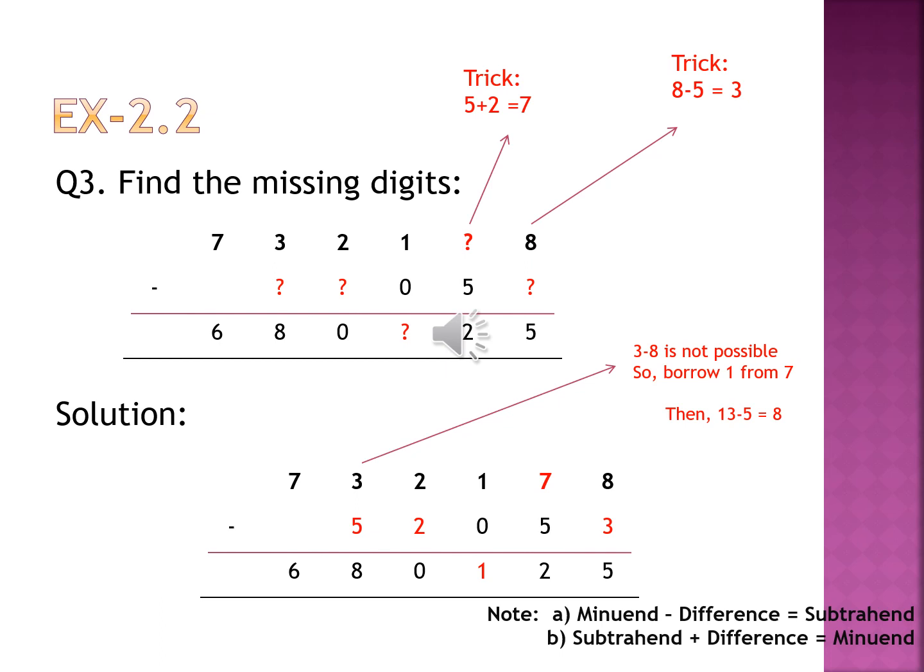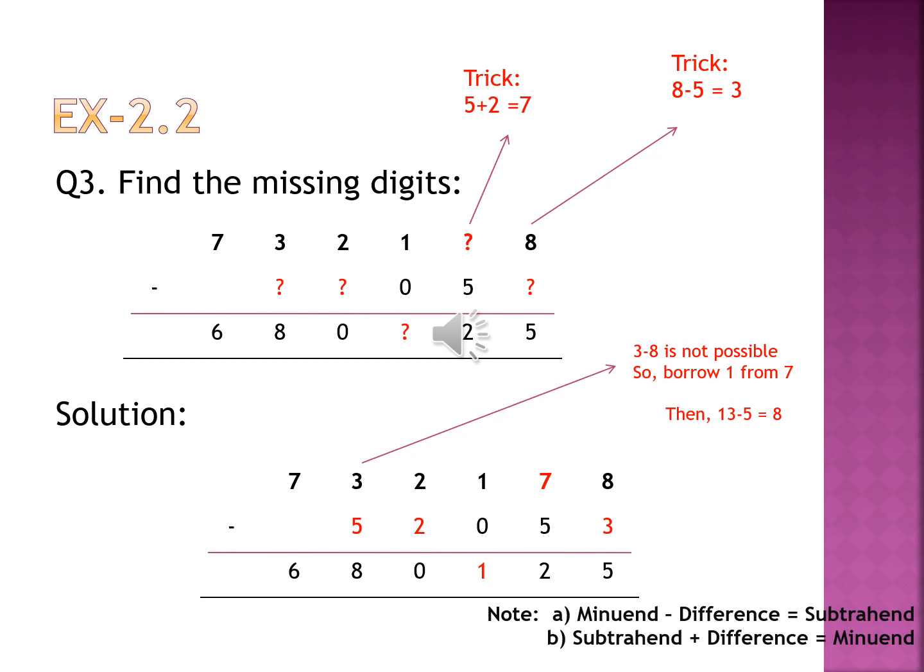Next at 100 place, 1 minus 0 is equal to dash. So 1 minus 0 is equal to 1. 1000 place, 2 minus dash is equal to 0. So you will subtract 2 from 2, then only you can get 0. So 2 minus 2 is equal to 0.